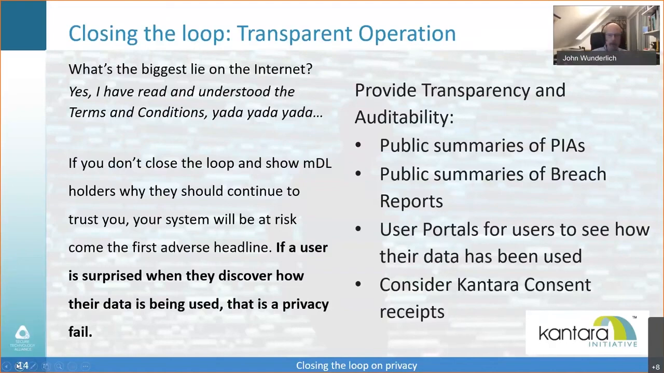Public summaries of PIAs or impact assessments, and public summaries of breach reports are critical. If you try and hide that there have been breaches, that doesn't turn out well. Provide user portals or account management for users to be able to see how their data has been used. And as Matt talked about earlier, consider using consent receipts or some other record of transactions so that users have their own reference points to validate that you've done what you're saying. So when you close the loop on privacy, you're also closing the loop on trust, to make sure that you build that trusted relationship with your stakeholders.